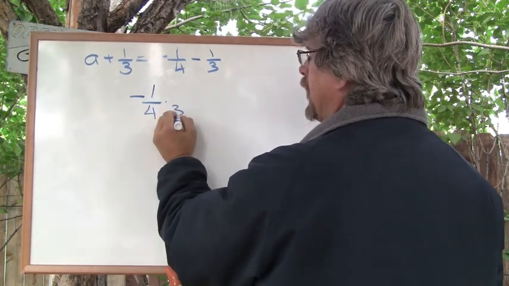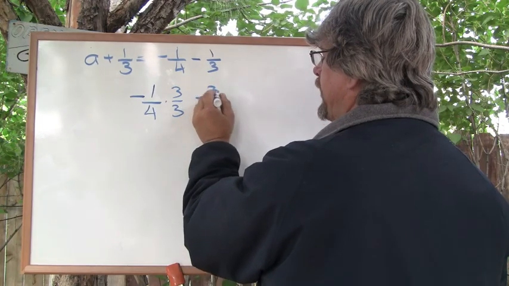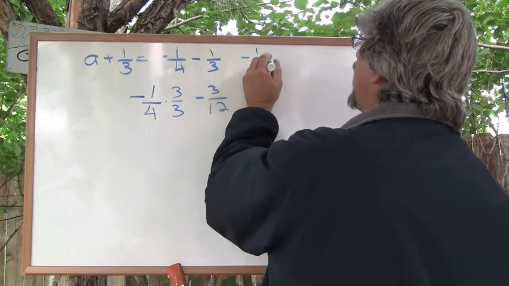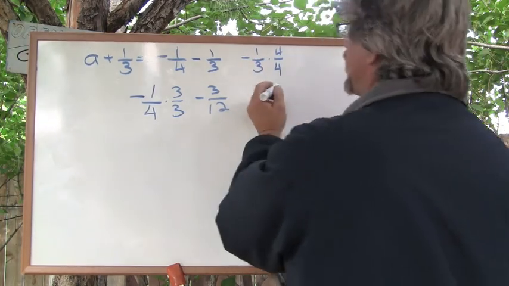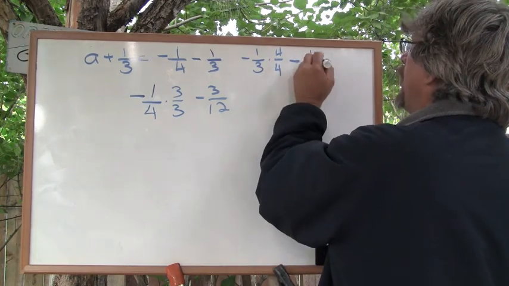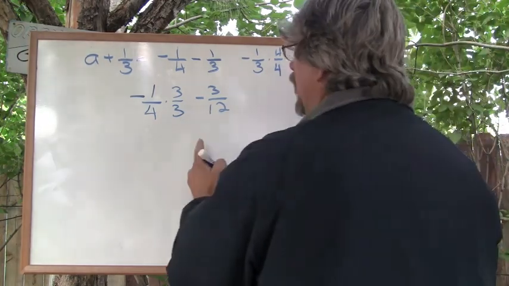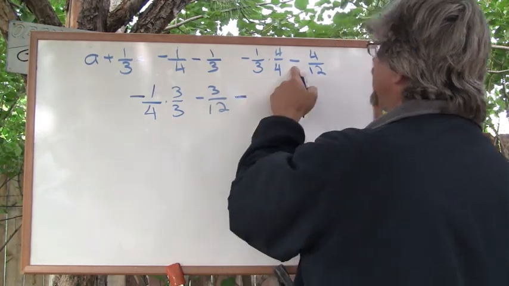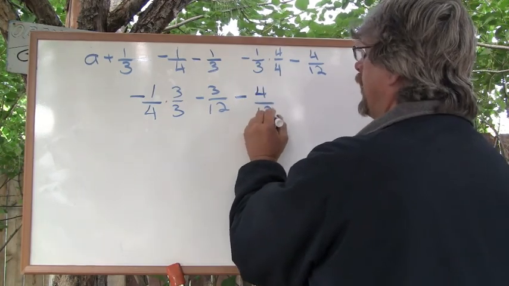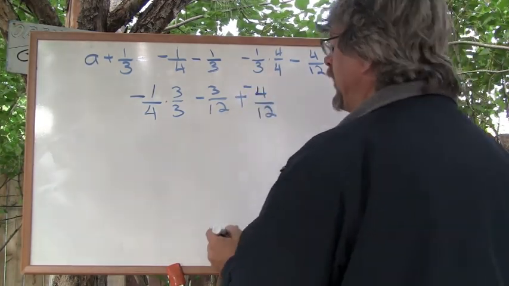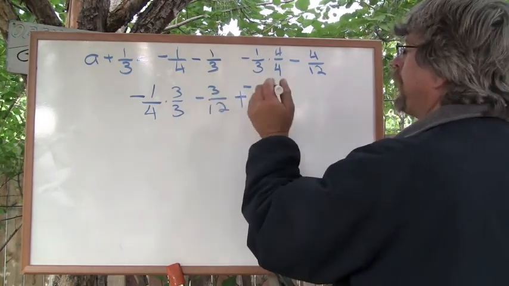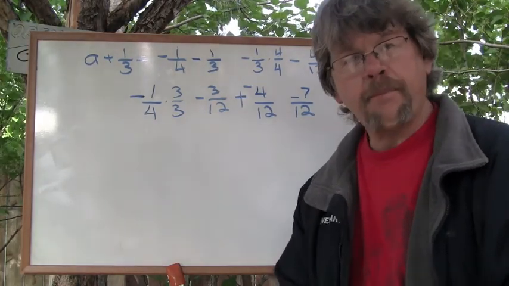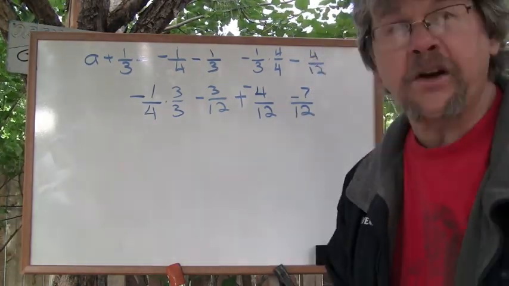Negative 1/4 times 3 over 3 is going to be negative 3/12. Negative 1/3 times 4 over 4 is going to get that to 12, and that's going to be negative 4/12. So we have negative 3/12 minus 4/12. We add the opposite, and this is negative, so it's negative 3 and negative 4 is negative 7/12. Not bad, is it? It's just not as tough as you used to think it was.